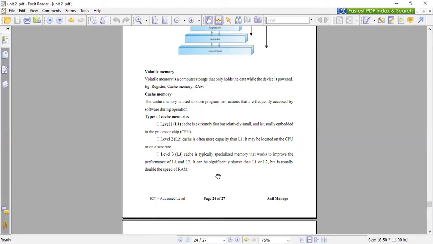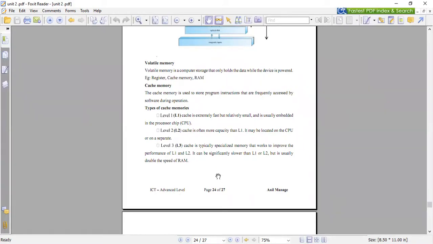Level 3 cache is typically a specialized memory that works to improve the performance of level 1 and level 2. It can be significantly slower than level 1 and level 2, but it is usually double the speed of RAM. Don't misunderstand that it doubles the size. If you have 2GB, 4GB, or 8GB RAM, the size is the same. What it does is double the data transfer speed when you have level 3 cache memory.